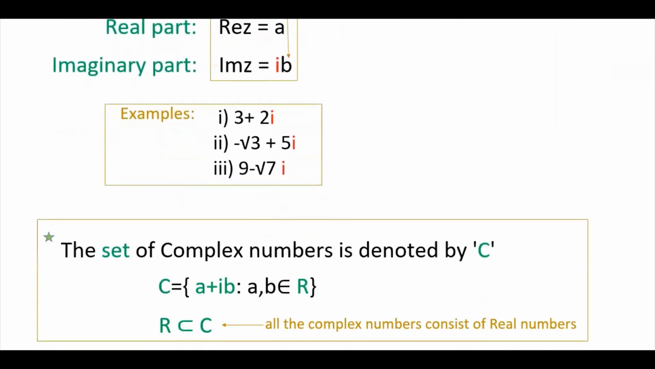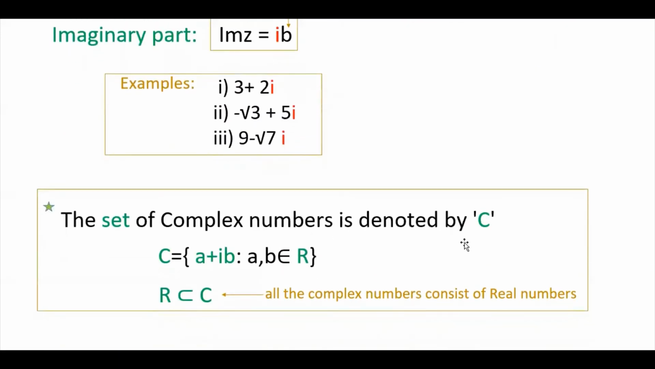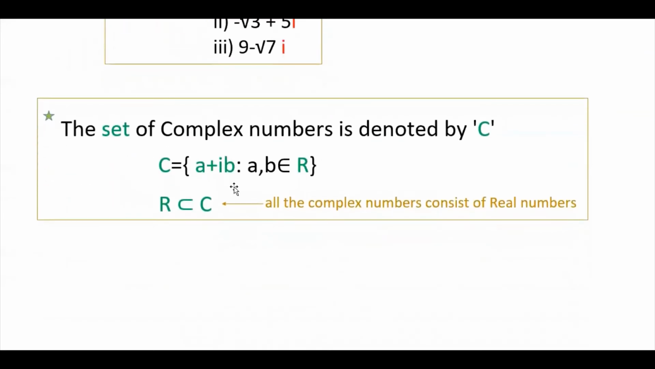And the set of complex numbers is denoted by capital C. You can write it in set builder form like this: C is equal to a plus ib, the standard form of the complex number, where a, b belong to R because a and b are real numbers. And we also know that all the real numbers are in the complex numbers. So R is a subset of C.